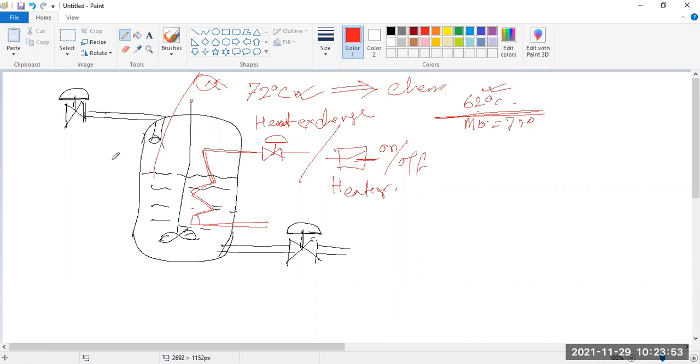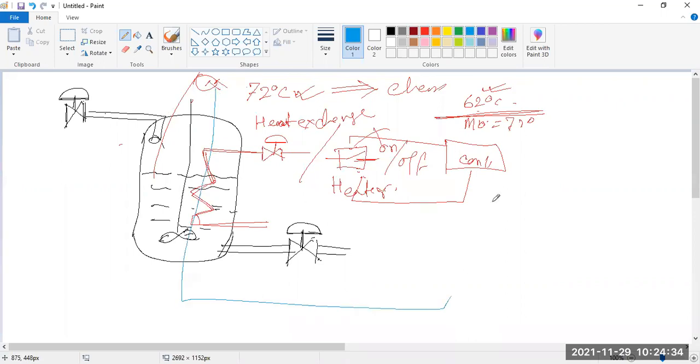So if there is a controller, it gives the signal here, either on-off or to the heat exchanger. This controller may be a PLC or a microcontroller. If the temperature increases above 72 degrees centigrade, it will give an off signal to the valve. And how is it sensed that the temperature has reached 72 degrees centigrade? This temperature sensor may be a thermocouple or RTD, and it gives the signal here.